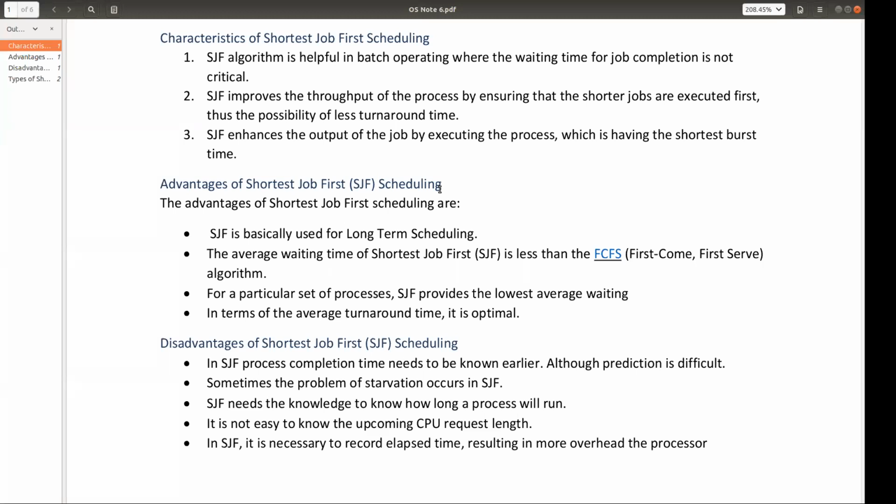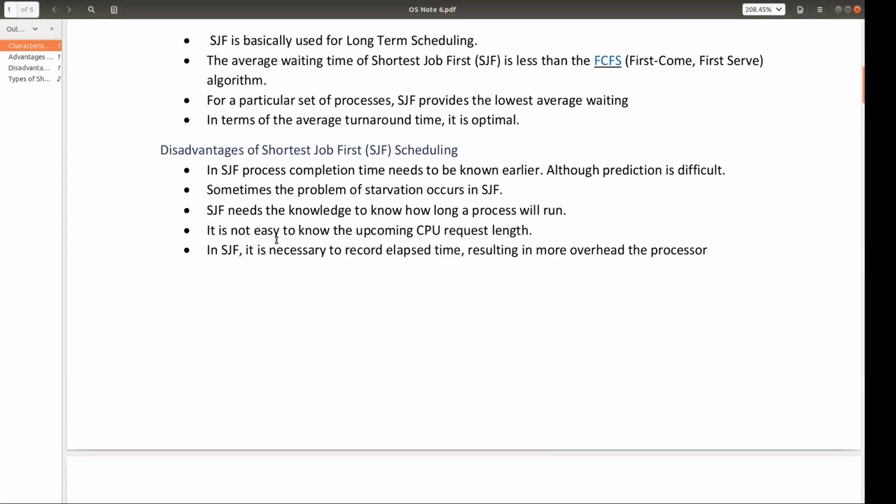And the next advantage here, as written for shortest job first, is that in terms of average turnaround time it is also optimal. You can understand that. আমি যখন অপটিমাল বলছি এসজিএফ কে তখন দুটোর উপর বেস করেই বলছি, একটা হচ্ছে ওয়েটিং টাইম আর একটা হচ্ছে টার্নারাউন্ড টাইম। এই দুটো জিনিস যদি অপটিমাল হয় তাহলে আমি বলতে পারবো যে এটা আমার অপটিমাল অ্যালগরিদম। Okay, so these are the advantages of shortest job first scheduling.